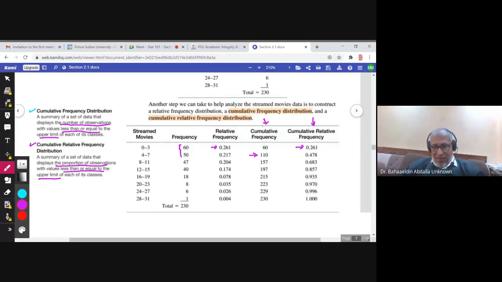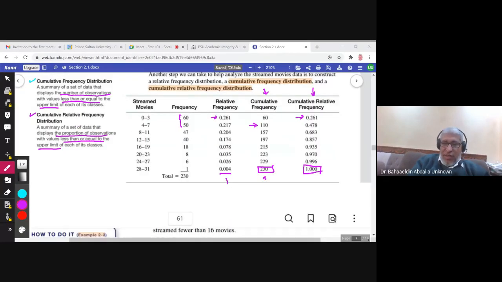Of course, the last number in the cumulative frequency should be n, which is 230, because if you add all of them, you get 230. Also, the last number in the cumulative relative frequency should be 1, because if you add all the proportions, you should get 1. All these proportions here, the sum here is 1. All right. This is the cumulative frequency and the cumulative relative frequency.